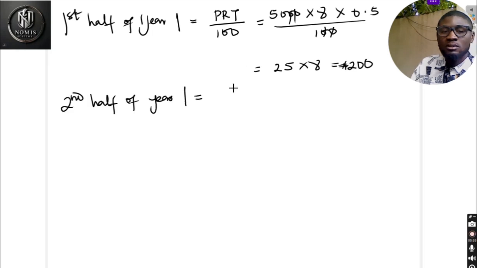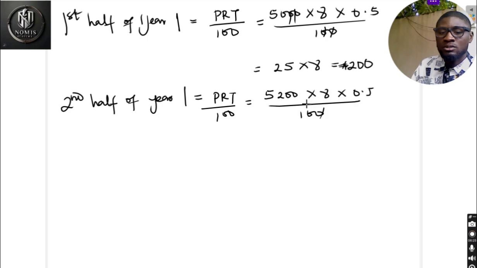So second half of year 1. Remember that the principal will now have to add this interest to it to have a new principal. So the new principal, PRT over 100. The new principal now is 5,000 plus 200, and that will be 5,200. Multiply by 8, multiply by 0.5, all over 100. So 0 cancels 0, 0 cancels 0. We are left with 52 here. So 8 times 0.5, so we have 52 multiplied by 4.